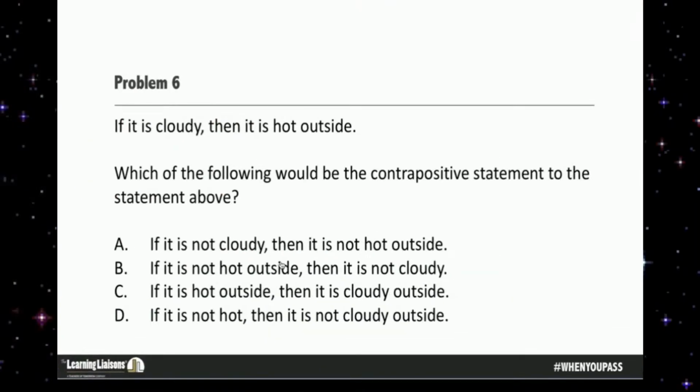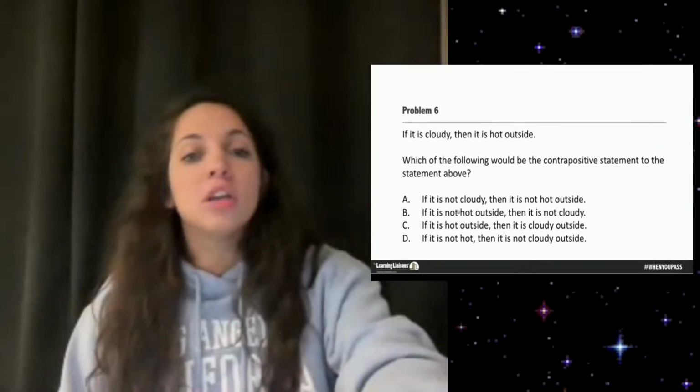All right, let's read the last one. If it is cloudy, then it is hot outside. Which of the following would be the contrapositive statement to the statement above? If it is not cloudy, then it is not hot outside. If it is not hot outside, then it is not cloudy. If it is hot outside, then it is cloudy outside. And if it is not hot, then it is not cloudy. Whoo! That's a whole lot of words in one problem.